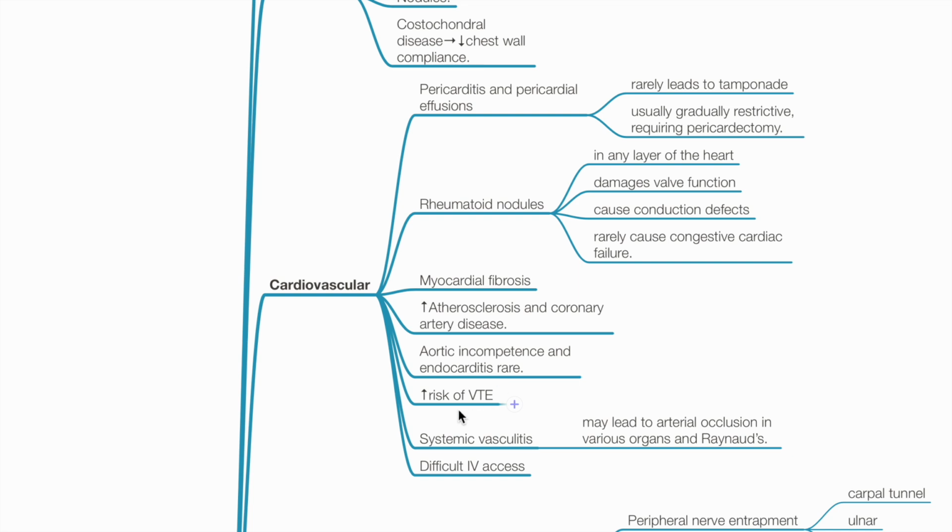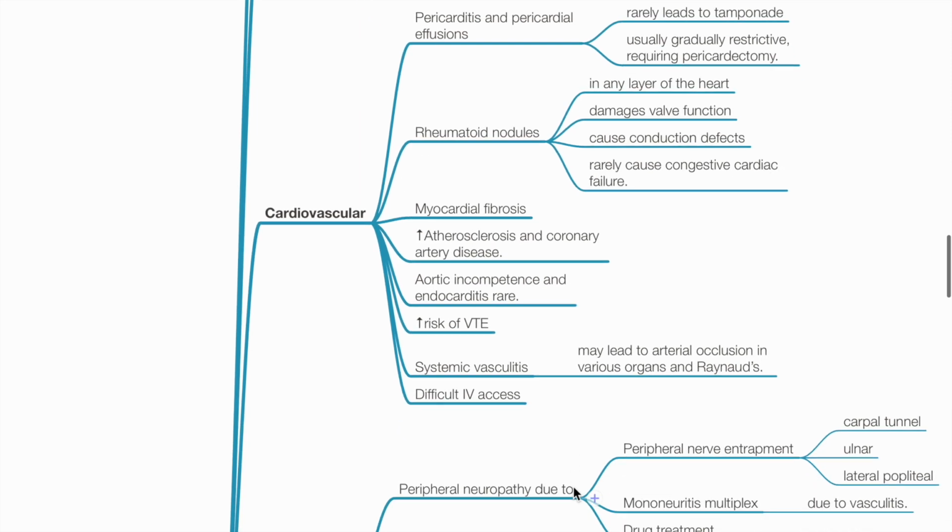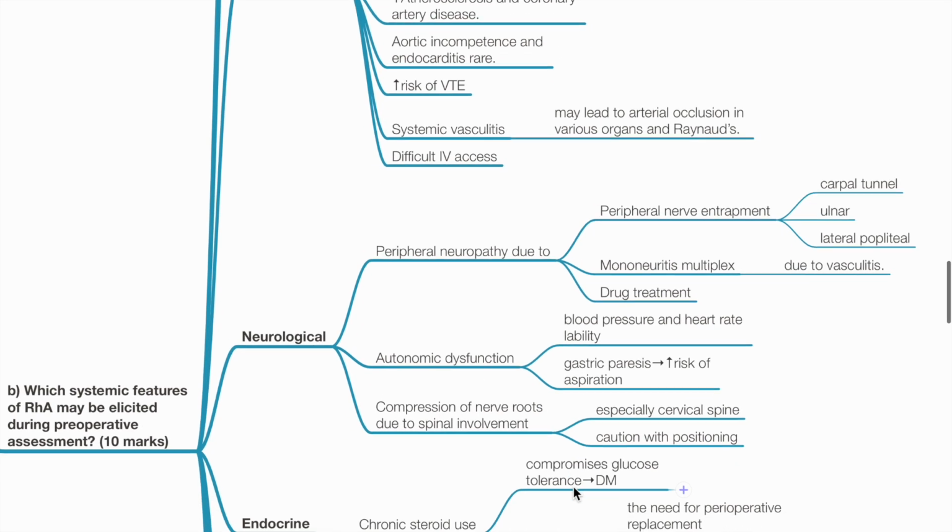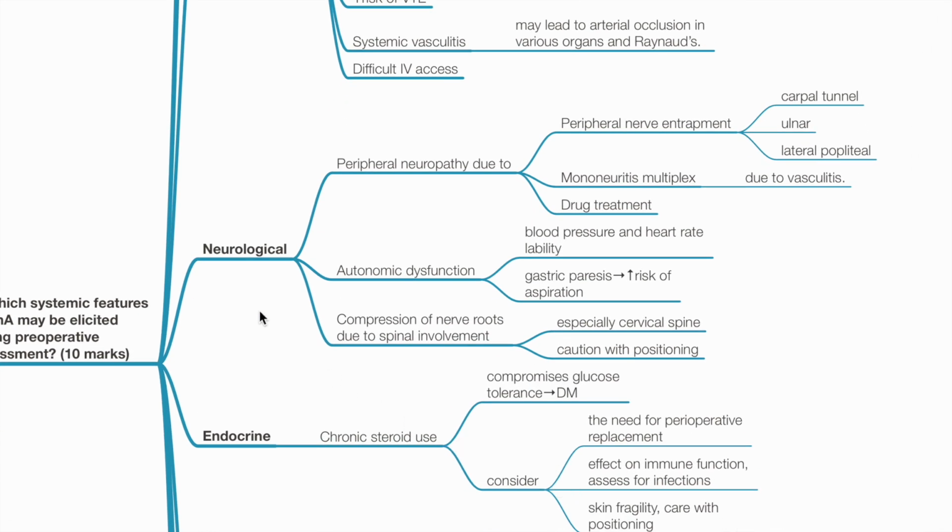There is higher risk for venous thromboembolism. Systemic vasculitis may lead to arterial occlusion in various organs and Raynaud's. Rheumatoid patients have difficult IV access. Neurological manifestations include peripheral neuropathy due to nerve entrapment such as carpal tunnel syndrome, ulnar, and lateral popliteal. Mononeuritis multiplex may be due to vasculitis. Neuropathy may be due to drug treatment on top of the disease itself.